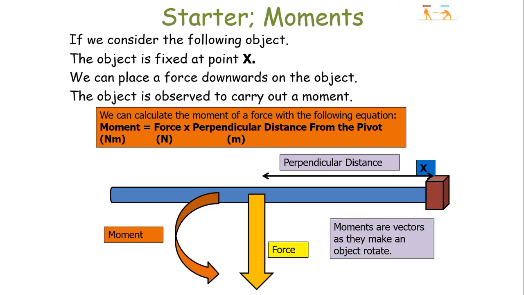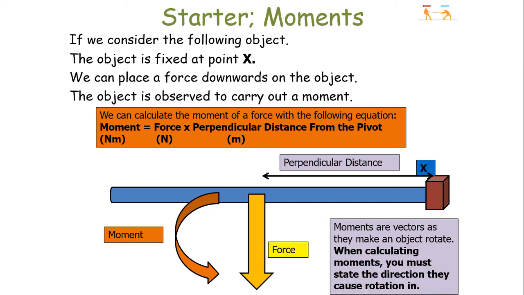Now, moments are vectors. Vectors are quantities that have a size, a quantity, and a direction. As they're making the object rotate, you can give the direction in which the rotation is acting. In this example, the rotation is going to be anti-clockwise because it's going the opposite rotation to what a clock would do. So this moment is acting anti-clockwise. It's always best practice with a vector to state its direction. Sometimes you can state the direction with a positive or a negative, but if you can't, you've literally got to state the direction it's acting in.